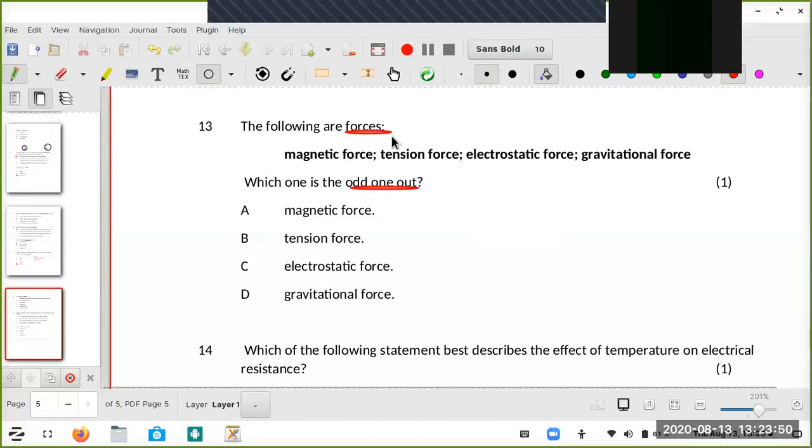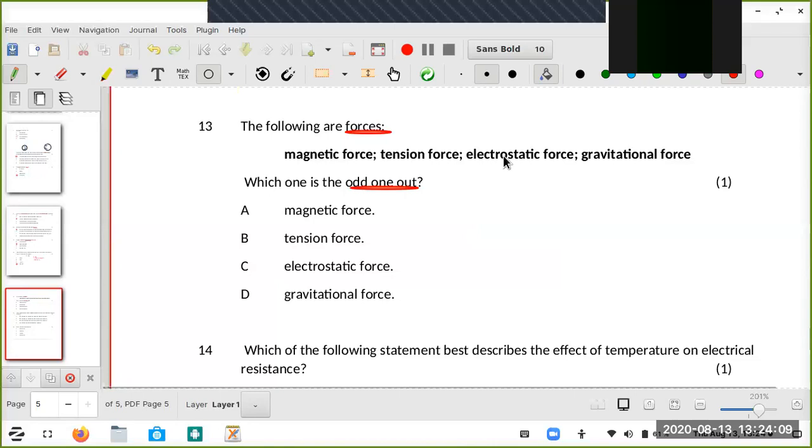Now let's check. By looking at forces, there are two groups of forces, right? That's field and contact. Let's find out. Do they all belong to one group or one class of forces? This is magnetic, it's field force. Tension is contact.